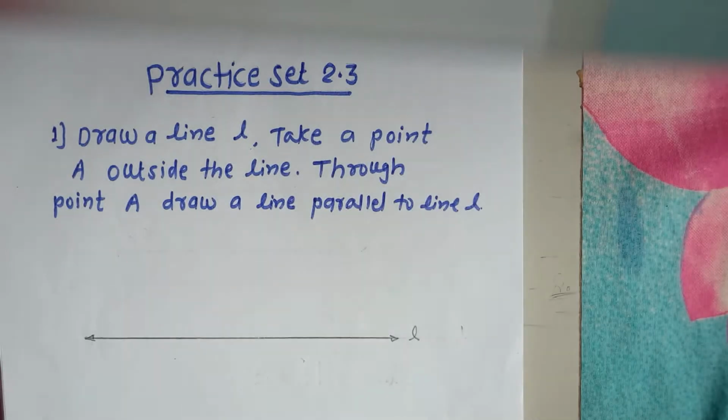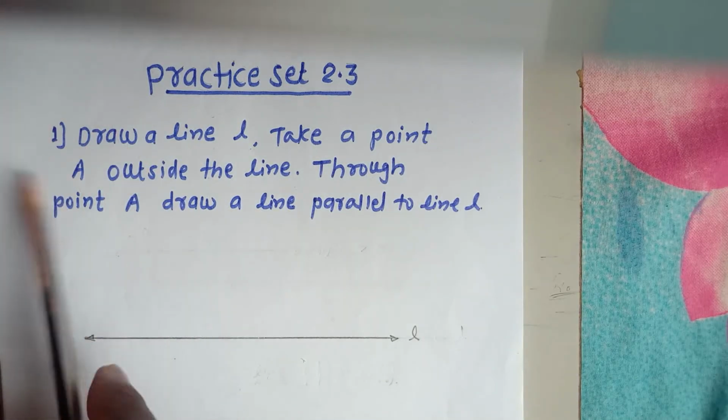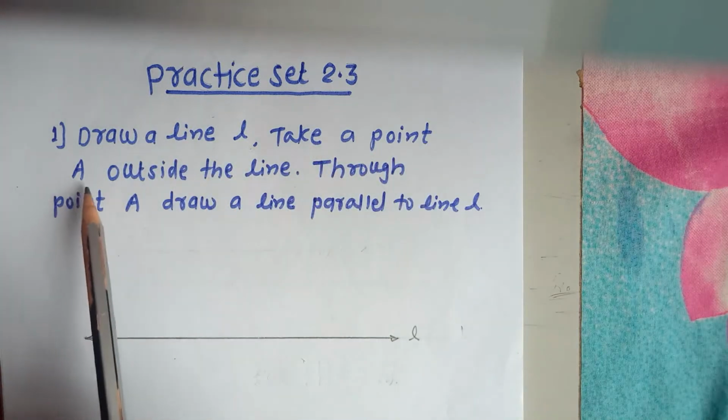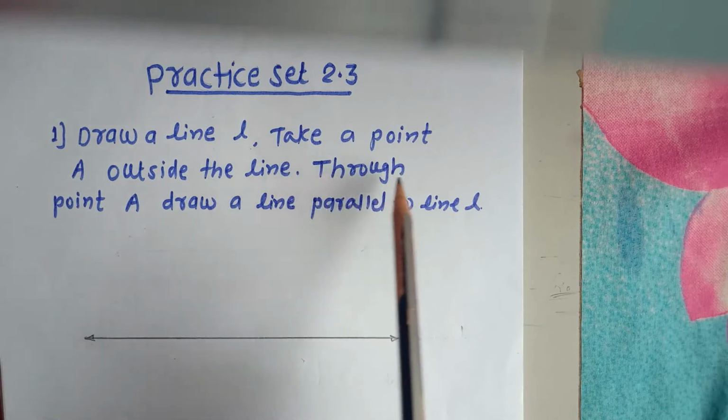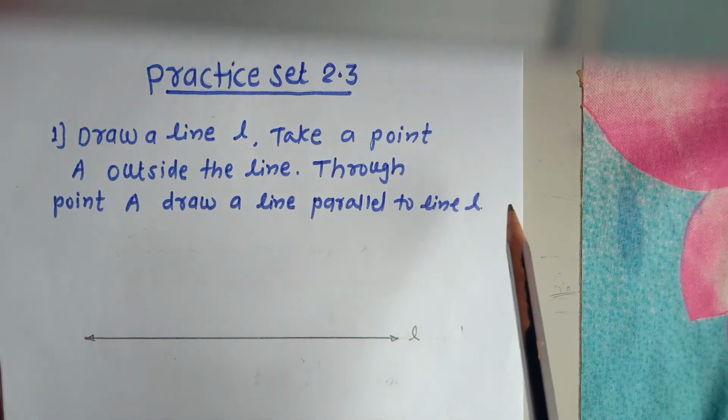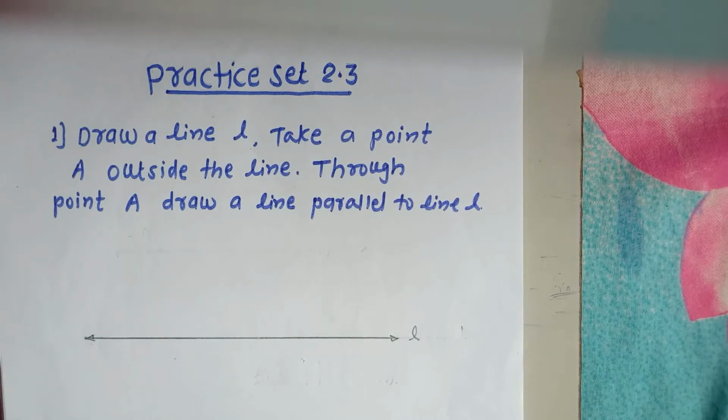Students, today we are going to study how to draw a line parallel to a given line. Let us solve practice set 2.3 to understand this concept. Question number 1. Draw a line L. Take a point A outside the line. Through point A, draw a line parallel to line L.